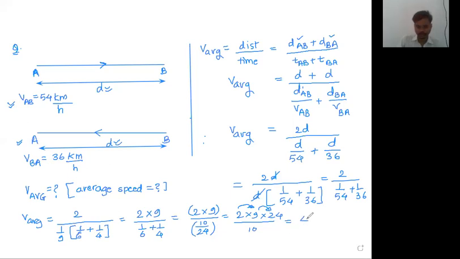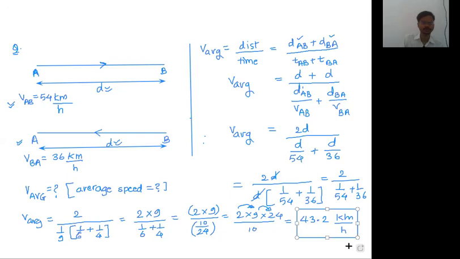The answer is 43.2. We have not changed any unit, so the answer will again be in kilometer per hour. Now I want this answer in meter per second. Now we got the answer, and I want to change the unit of the answer. I don't want it as kilometer per hour; I want it as meter per second.